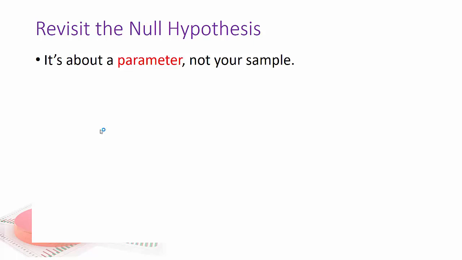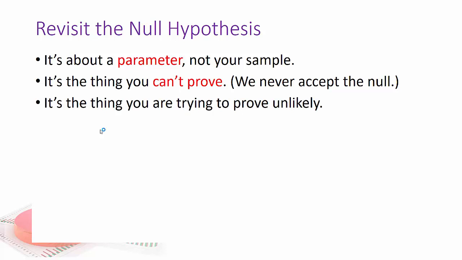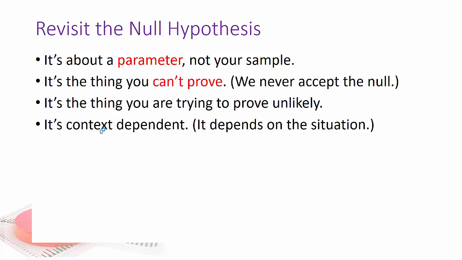So let's revisit the null hypothesis. It's always about a parameter, not your sample. It's a thing you can't prove. So usually we're moving to inductive reasoning here where we prove by counterexample rather than calculation. It's the thing you're trying to prove unlikely. We're trying to find a counterexample to disprove the null hypothesis, or at least say that it's highly unlikely. It's context dependent, so it depends on the situation.